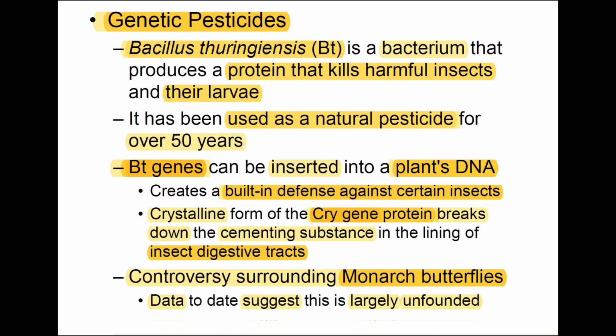The crystalline form of the Cry protein breaks down the cementing substance in the lining of the digestive tract of insects. Cry stands for crystallizing, so it actually produces a protein that forms shards that rip up the gut. There is controversy surrounding monarch butterflies, but much data has been collected to determine if monarch butterflies are being killed by this. As many people know, monarch butterflies have become endangered. And are they affected by this process? To date, the answer appears to be no.